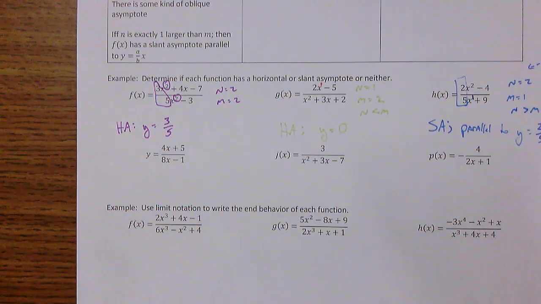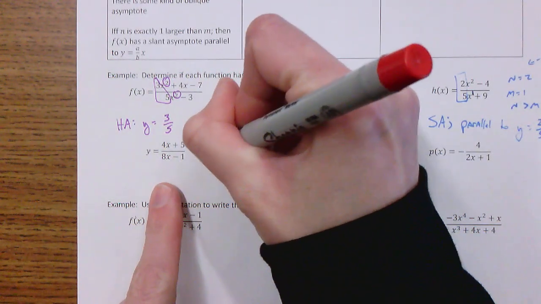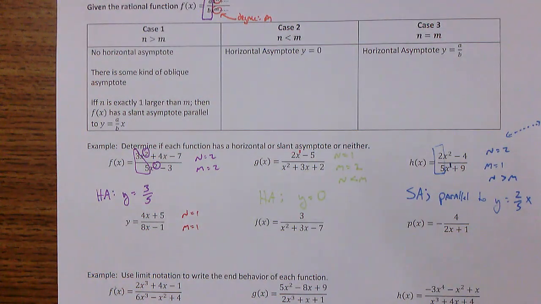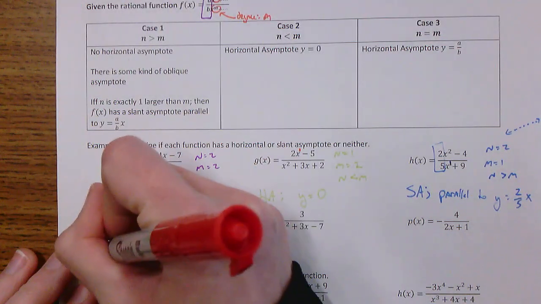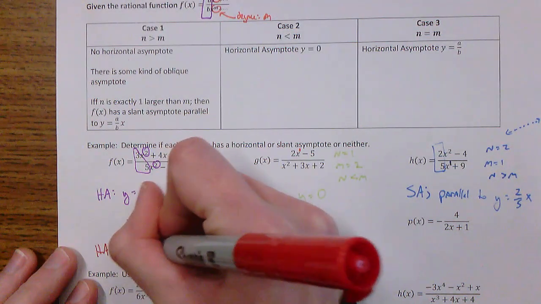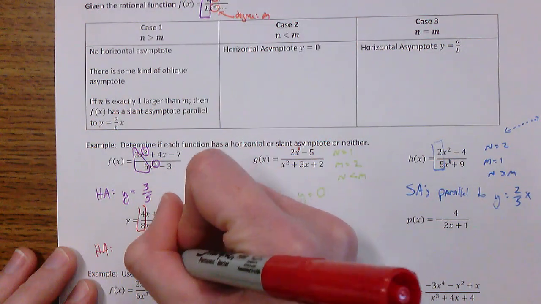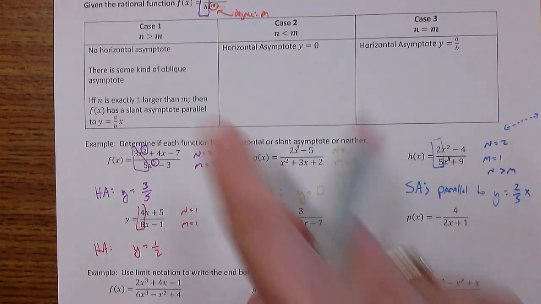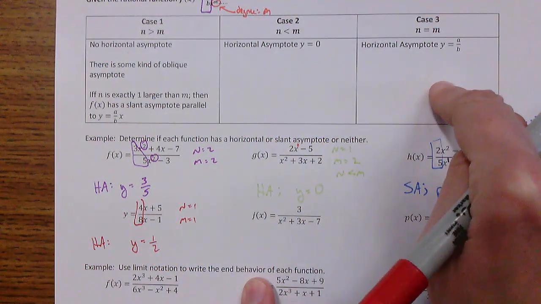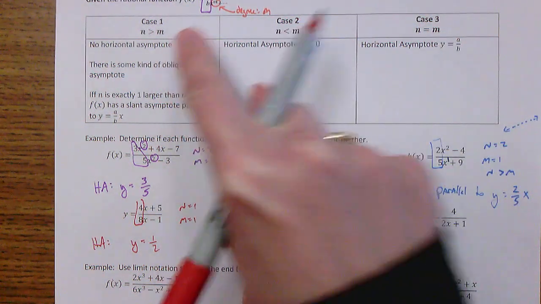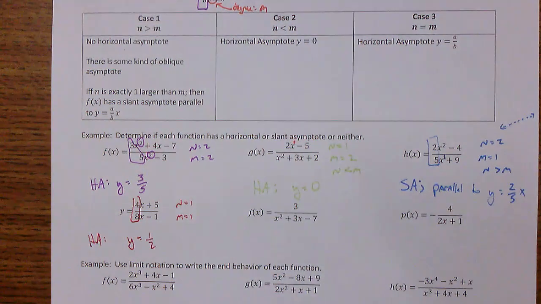All right, next one. So this one, degree in the top is 1. Degree in the bottom is also 1. So that's a case 3, right? They equal each other. So I have a horizontal asymptote, and it's at y equals 4 over 8, which of course simplifies to 1/2. You don't need to know which case is which. That's not important. I just called them case 1, case 2, and case 3. That doesn't matter. You just need to know how the degrees relate and what that tells you about your asymptotes.